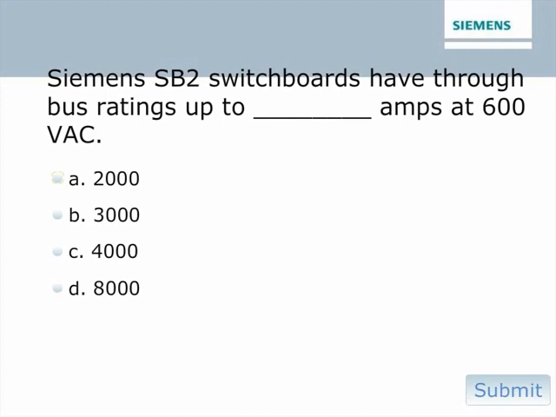Question 16. Siemens SB2 switchboards have through-bus ratings up to blank amps at 600 volts. Is it A, 2000, B, 3000, C, 4000, or D, 8000?